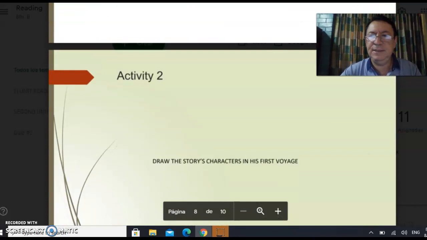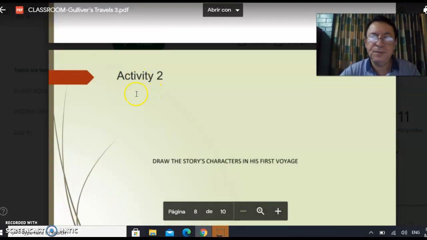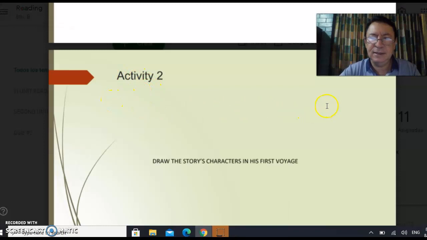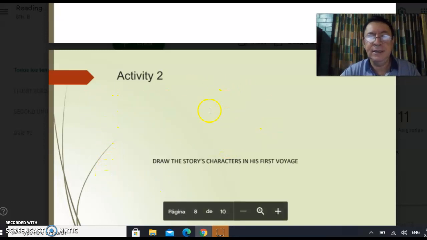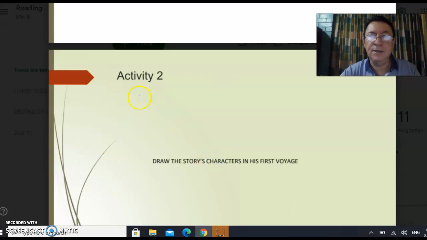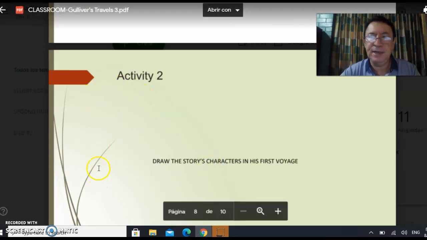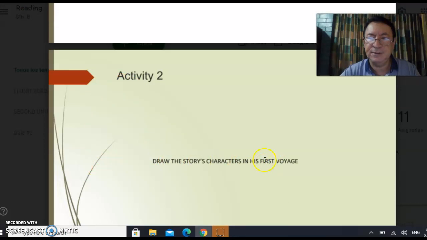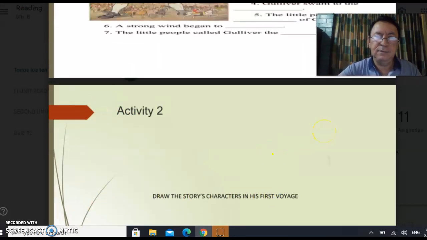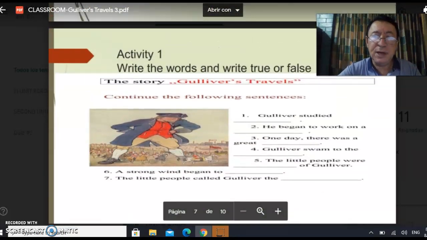In the second activity, I want you to draw all the characters in this story. This is Gulliver's first voyage, okay, to Lilliput. I want you to draw all the characters since the beginning. Draw the character and write his or her name. Okay, you have to start with the main character, but I want all the characters in the story. And that will be what you have to do today.